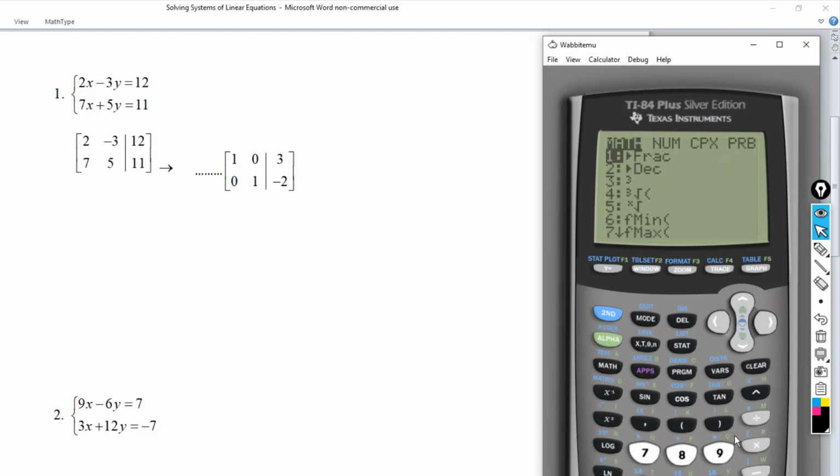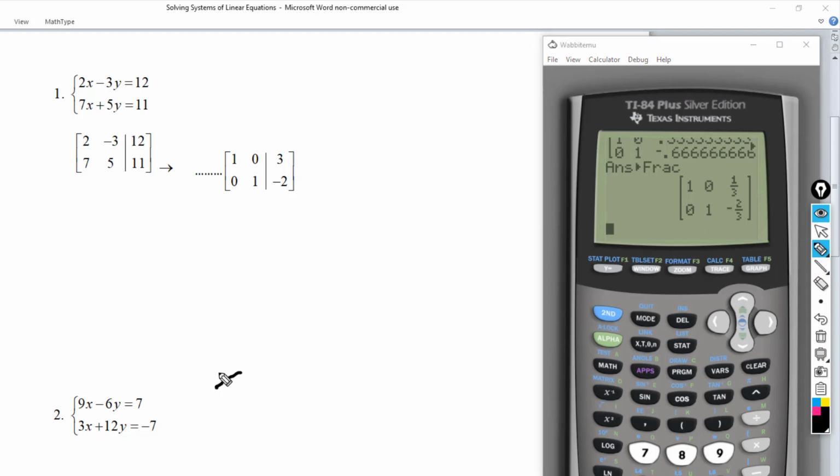First one is fraction, so hit enter. So now this answer will go to a fraction. And there you have it. Again, 1, 0, this is supposed to be x is 1/3. 0, 1, that tells me y is -2/3. So the answer is 1/3 for x, -2/3 for the y. Okay?